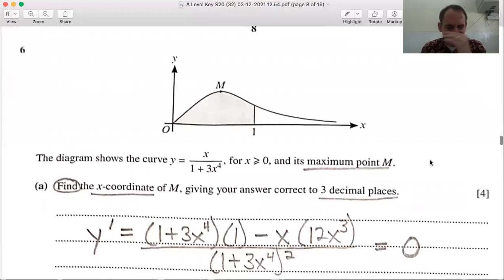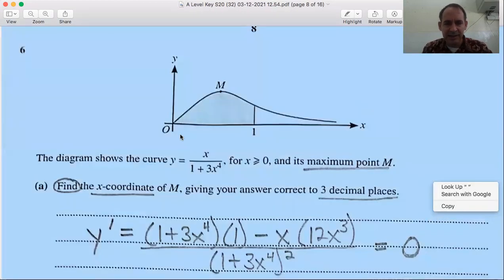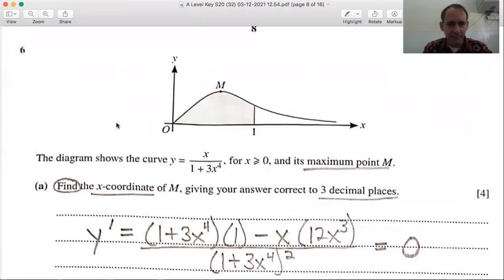Question number 6, here we have this graph. I don't know if you can see it well in the video, but this part right here is the shaded part, and it sometimes doesn't show up very well when you scan it or do photocopies.